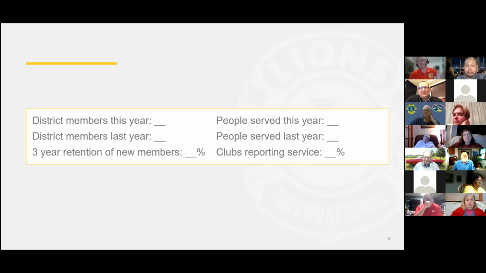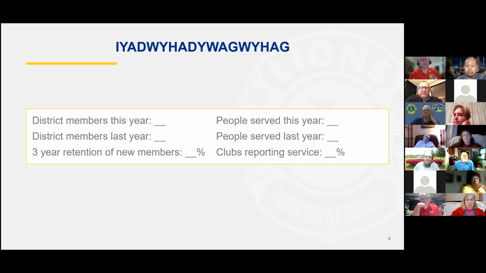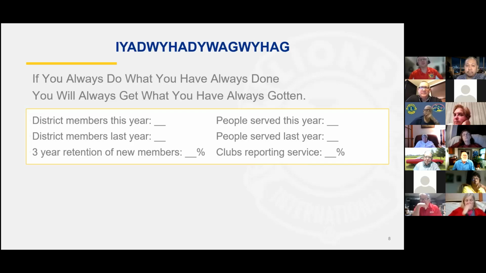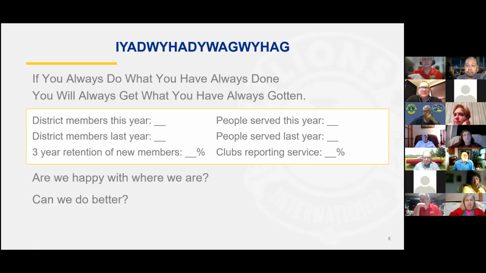If you have an in-person meeting, you should encourage your district to buy some of those little pads and some pens so folks have something to write on and some things to jot down with. If you always do what you've always done, you'll always get what you've always gotten. And I don't think we're happy about what we're getting. And I think that we can do better.